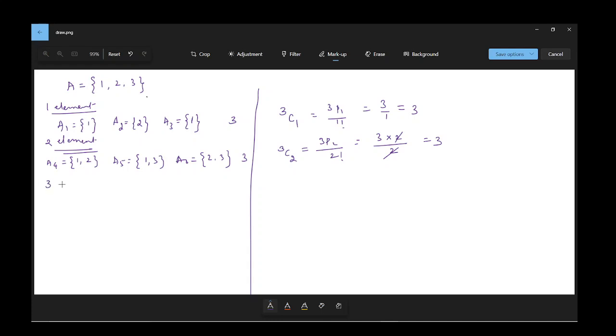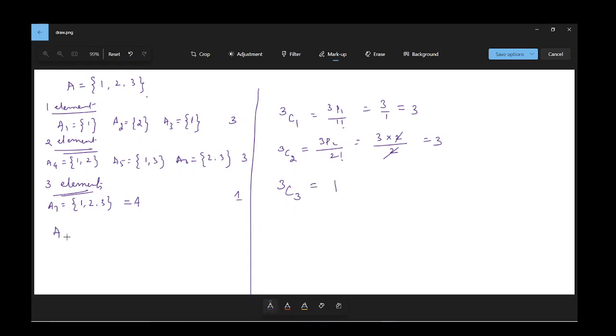Only if I take 3 elements at a time, we get A7 equal to 1, 2, 3. So this is A itself. I already told you that every set is also a subset of itself. So when you take three elements at a time, the calculation is 3C3. 3C3 is always 1.